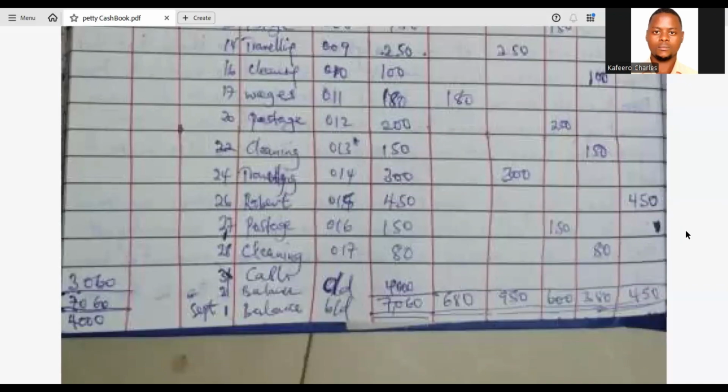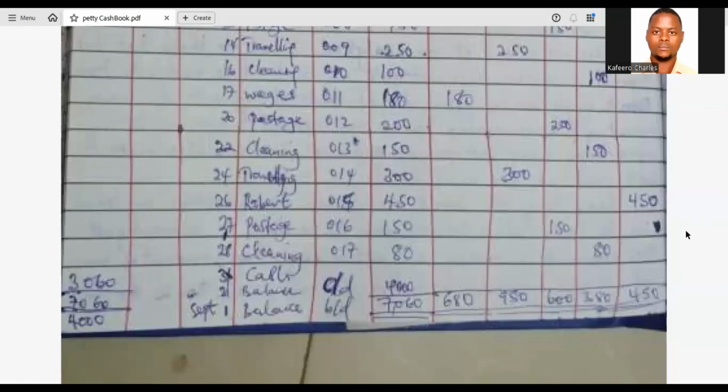But balancing off is more of trying to know how much the cashier should be reimbursing the petty cashier. So you need to be very careful when we are balancing off this, so that you can know what exactly is done, especially for reimbursements. Now, we are going to find the totals of both the debit side and then the credit side.